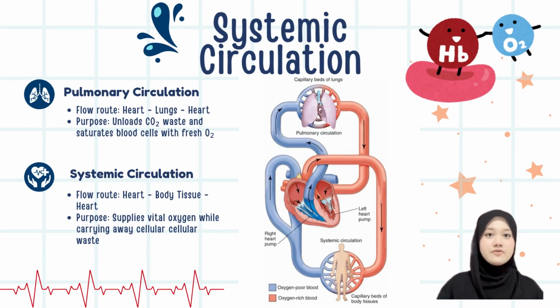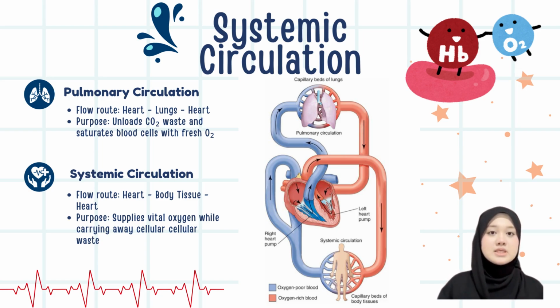To keep us alive, our cardiovascular system relies on a continuous double loop network. As you can see on the slide, this network is split into 2 primary pathways, pulmonary and systemic circulation. Let's start with pulmonary circulation. The flow route travels directly from the heart to the lungs and back to the heart.